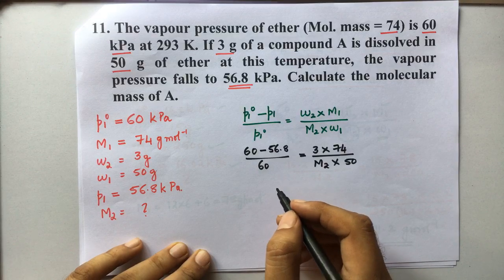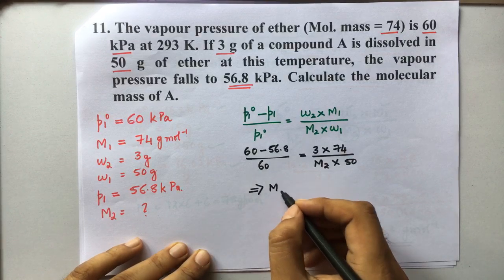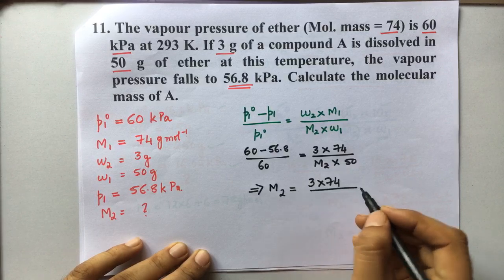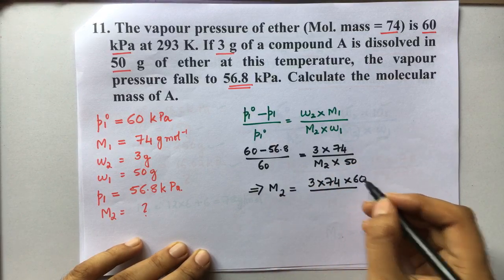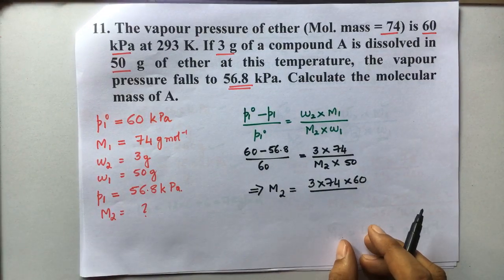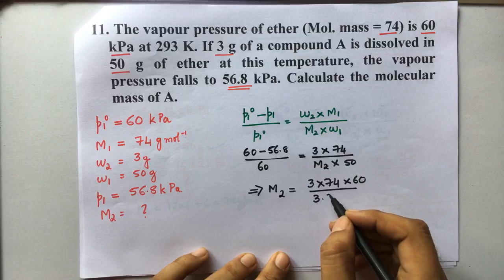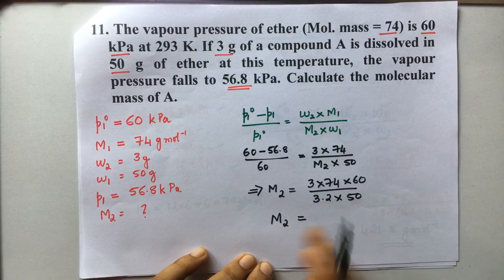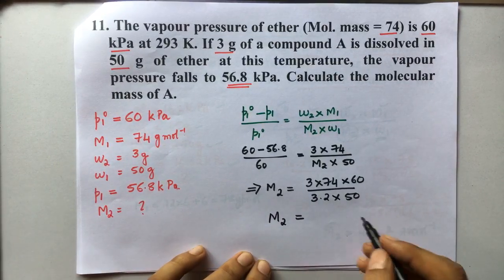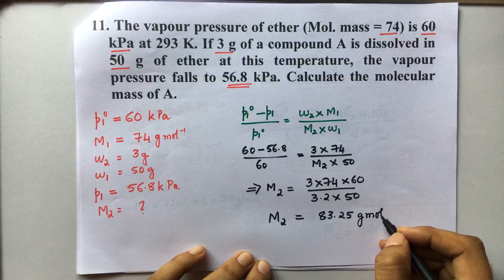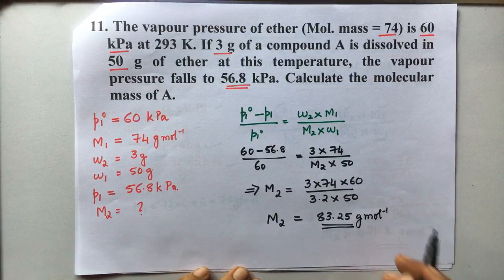So you will get the value of M2. M2 will be equal to 3 into 74 divided by, the 60 can be taken above, into 60 divided by 60 minus 56.8. 60 minus 57 is 3 and 2 is remaining, it is 3.2, into this 50. Solve this using calculator, students. M2, you are going to get it as 83.25 gram per mole.